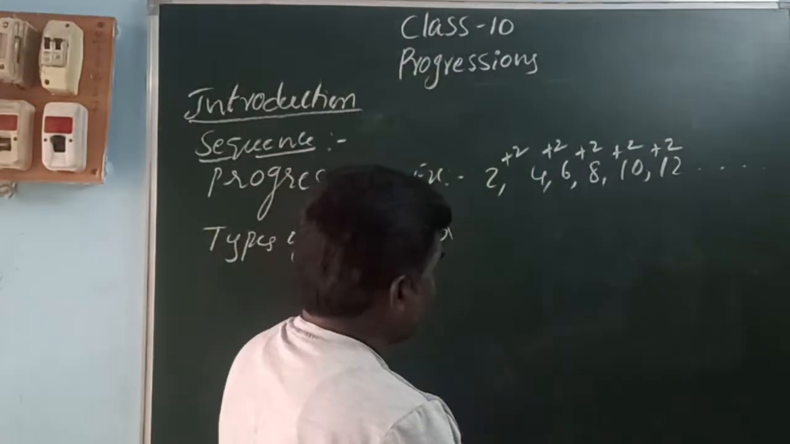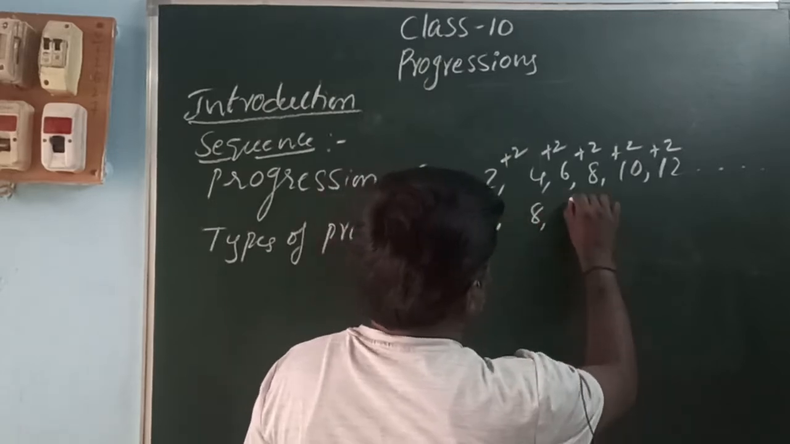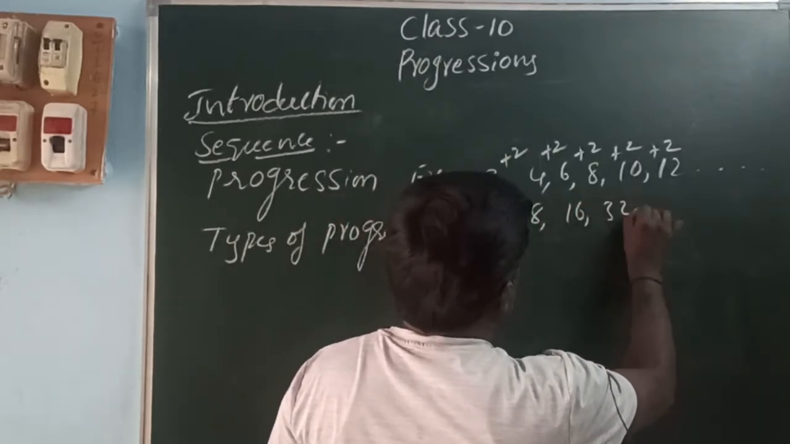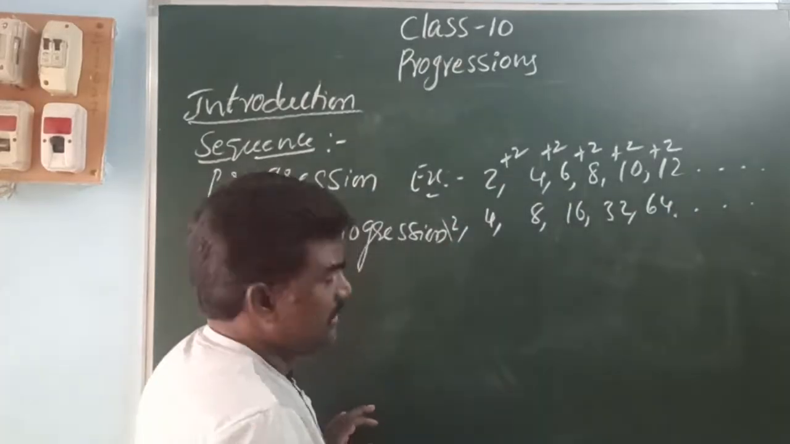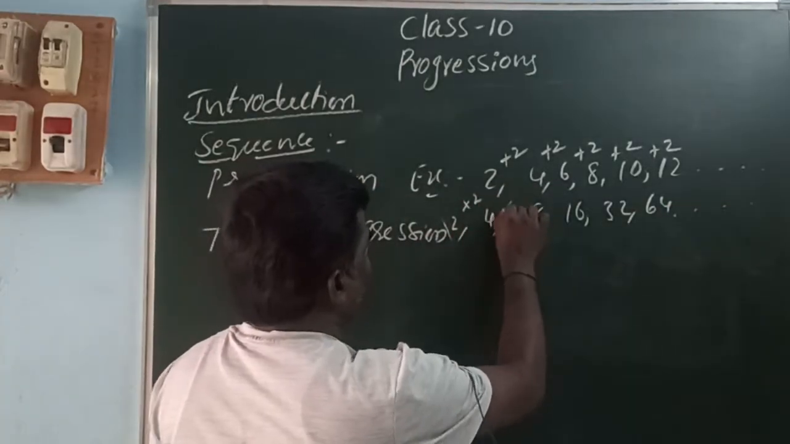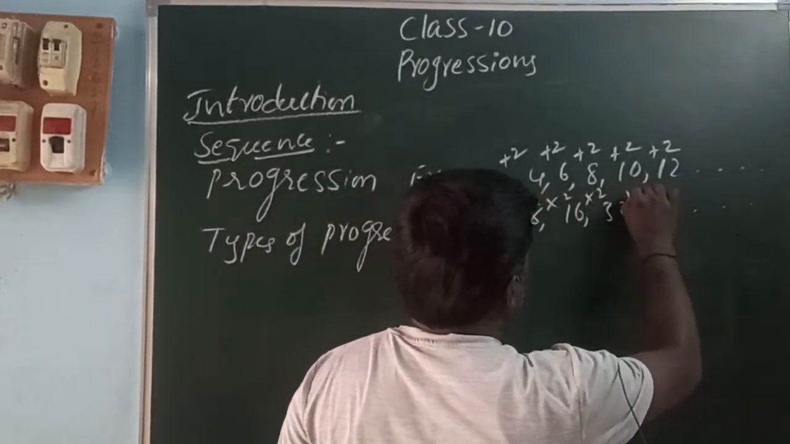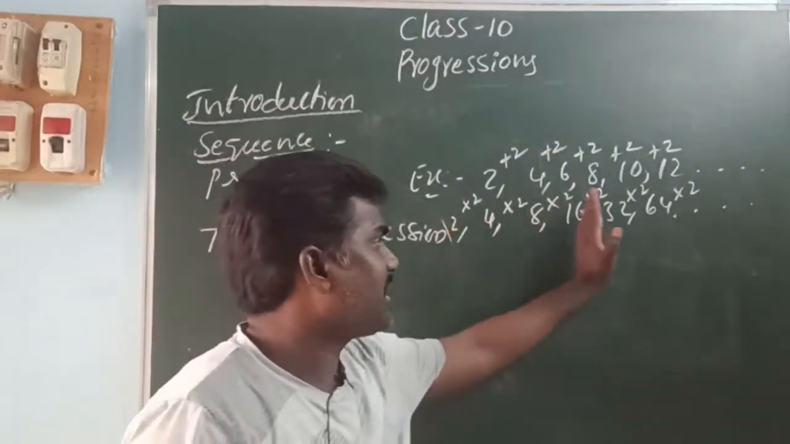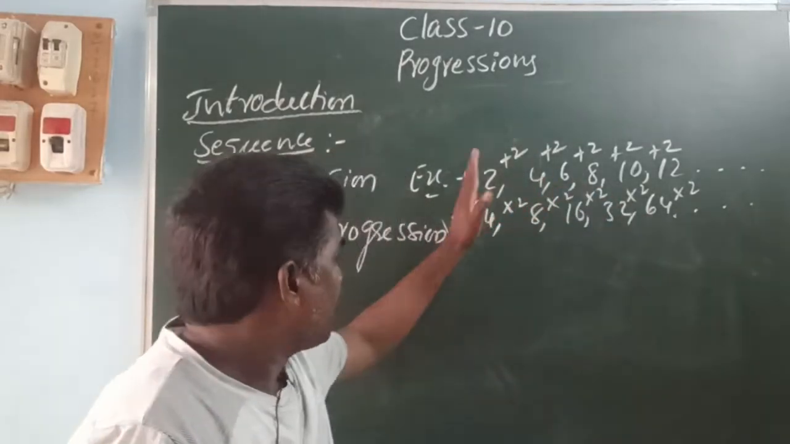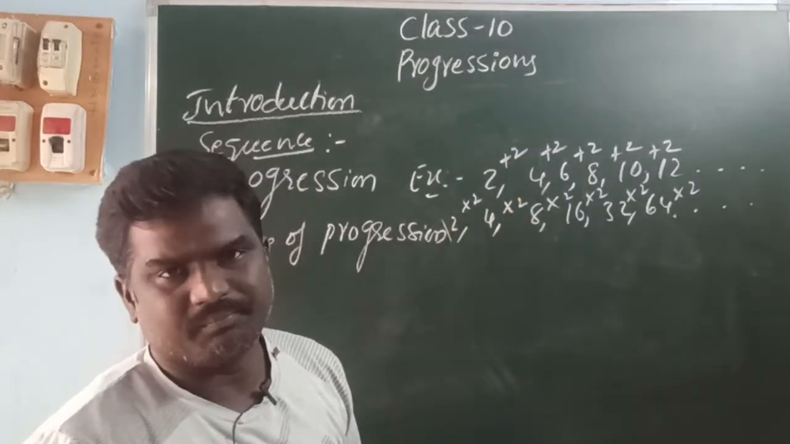Next we can take another example: 2 4 8 16 32 64 and so on. So here 2 twos are 4, 4 twos are 8, 8 twos are 16, 16 twos are 32, 32 twos are 64, 64 twos are 128. So here which is the constant number? 2. Here the 2 is multiplied with the preceding term.